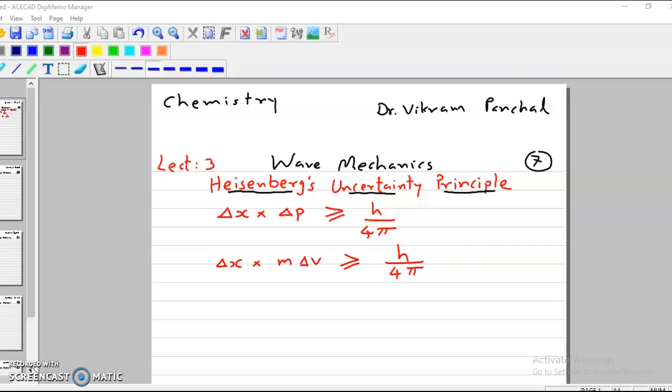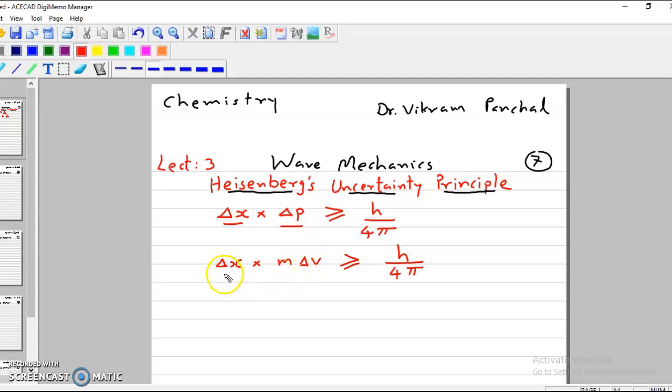I am discussing wave mechanics, and in this chapter, this is lecture number 3. In previous lectures, I was discussing Heisenberg's uncertainty principle, and we have derived this equation, which is also known as Heisenberg's principle: delta x into delta p is greater than or equal to h upon 4 pi, where delta x is uncertainty in position of microscopic particle, delta p is uncertainty in momentum of microscopic particle.